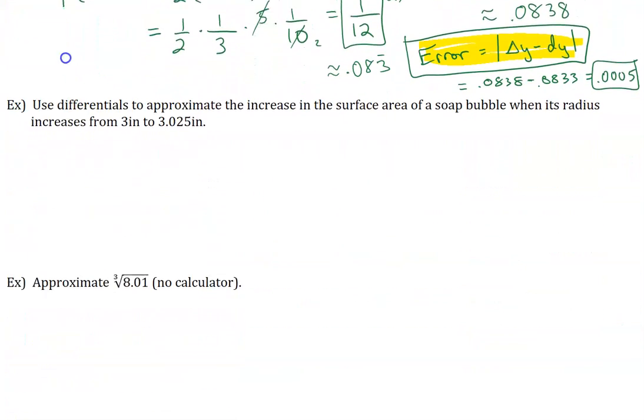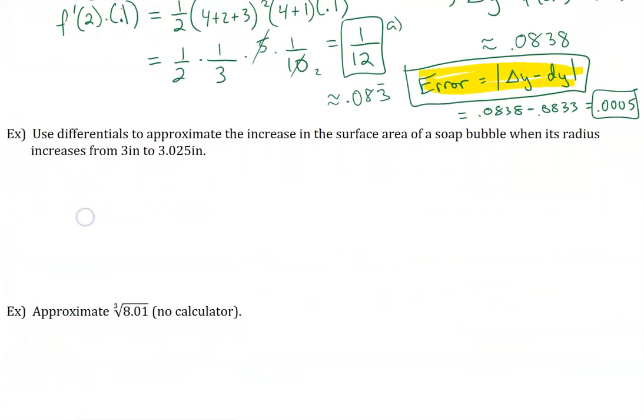Let's do another example here. This one says use differentials to approximate the increase in the surface area of a soap bubble when its radius increases from 3 to 3.025. Okay, so to start with, we need a function. Okay, and the formula for surface area of a sphere, assuming the bubble is a sphere, is 4 pi r squared. You can use y and x if you want.